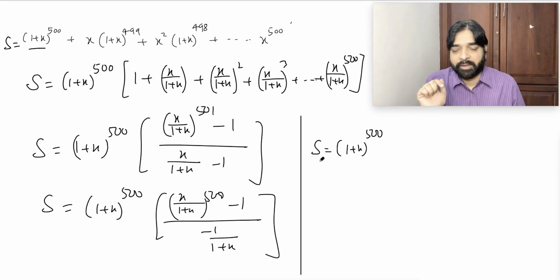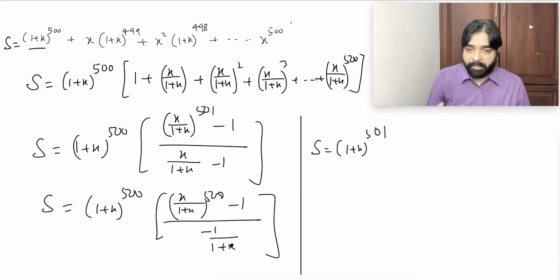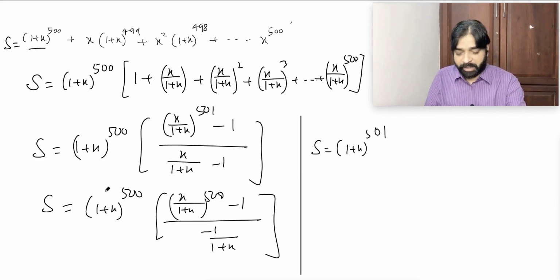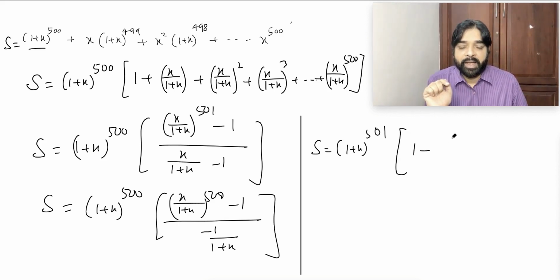So S will be equal to 1 plus x power 500 into this. I can multiply, see, this will go in the numerator. This will multiply with this. So x power 1 plus x power 501 it will become. Okay, minus sign is there. Be clear, minus sign outside is there. This minus I will multiply here. So 1 minus x power 500 divided by 1 plus x power 500.